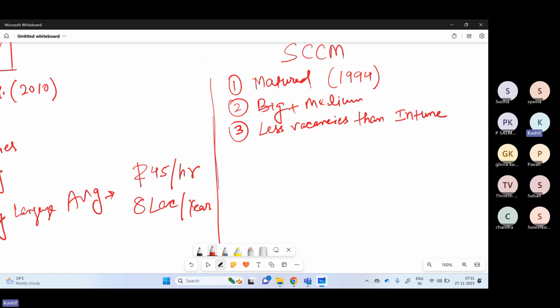So in SCCM administrator versus Intune administrator, you have more vacancies for Intune administrator than SCCM administrator these days. Okay. Point number 4, good salary. Salary is good. Just like Intune, you have good salary for SCCM.